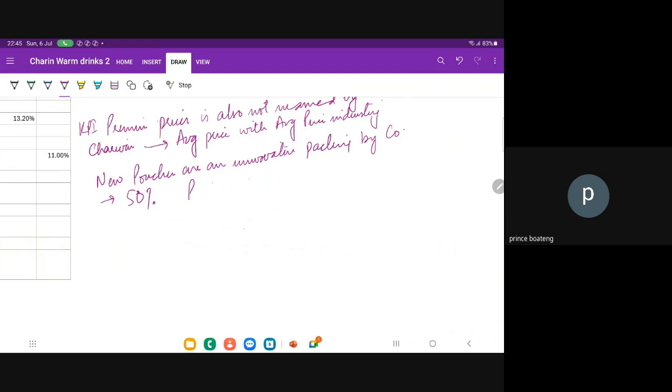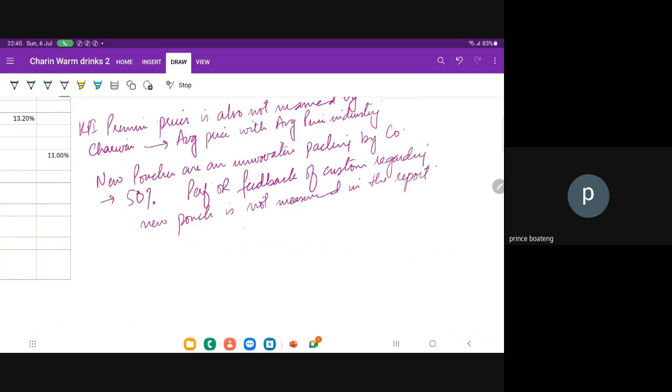So the performance, or you can say the feedback of customers regarding the new pouch, is not measured in the report. So the report does not contain a lot of important pieces of information which are important for your long-term objective, right?